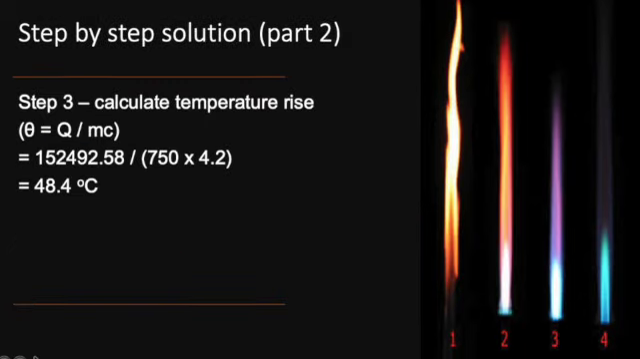And lastly, once we have obtained the heat change, we just need to modify a bit our Q equals to mc theta, because now our last step here is to calculate the temperature rise, which is theta. So based on the calculation, what we can obtain here is 48.4 degrees Celsius. Remember, final answer must always have a unit. If not, you will lose your mark.